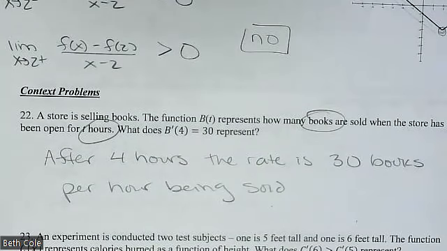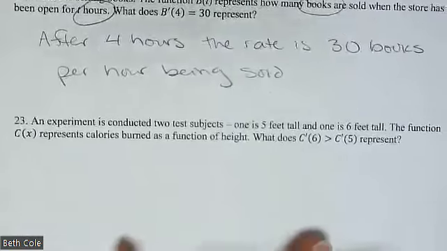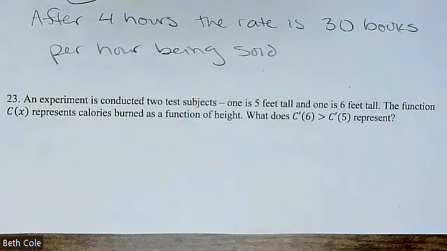Okay? All right, and then last one. Again, this is multiple choice on the test. So we're going to write it out here, but on the test, all you need to be able to do is read A, B, C, and D and pick the one that's right. Which can be difficult, though, because 3 of them are wrong. So 3 of them are there to distract you. An experiment is conducted on 2 test subjects. One is 5 feet tall and one is 6 feet tall.